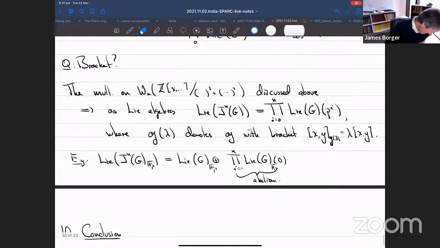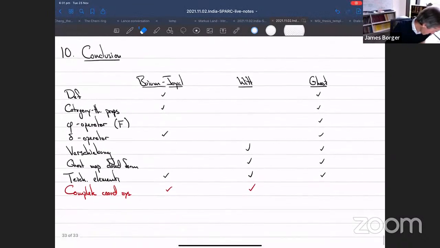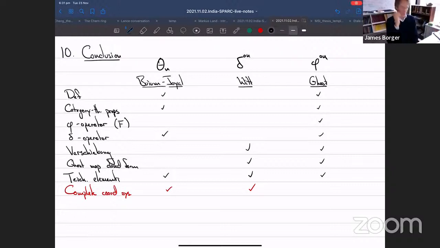Okay, the final thing I wanted to say, I have this conclusion slide, is that I wrote up some comparison of the different coordinate systems. So these are the theta ends, these are the delta ends, and these are the phi ends. And so let me just kind of review them. So in terms of the definition of Witt vectors, these, oh, sorry, I did it backwards. These are the delta ends, these are the theta.